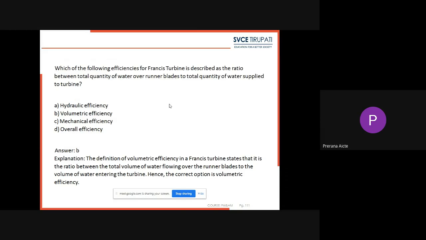The definition of volumetric efficiency for a Francis turbine states that it is the ratio between the total volume of water flowing over the runner blades to the volume of the water entering into the turbine.